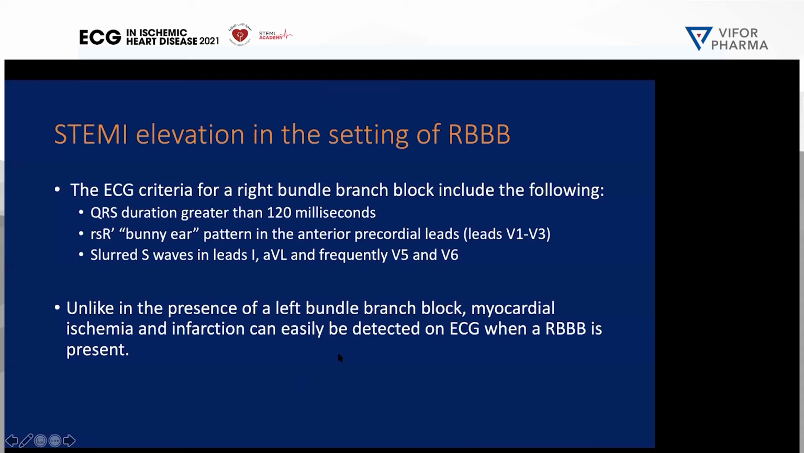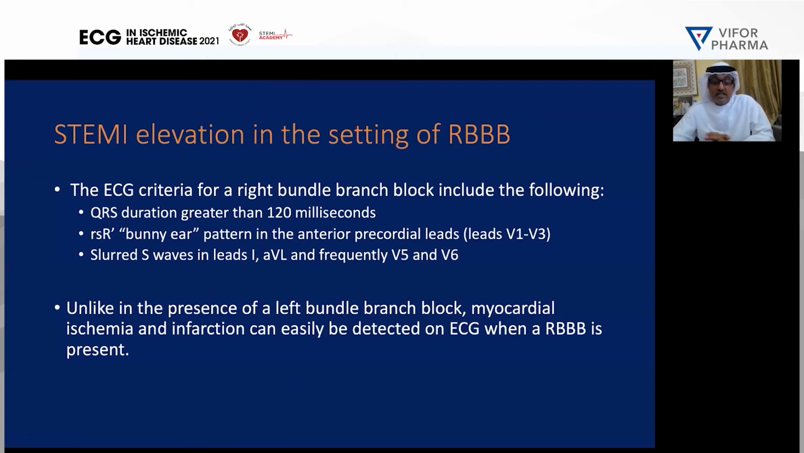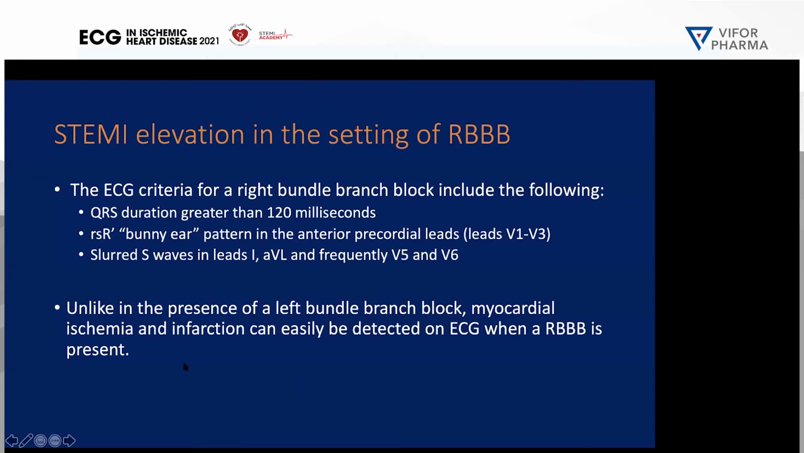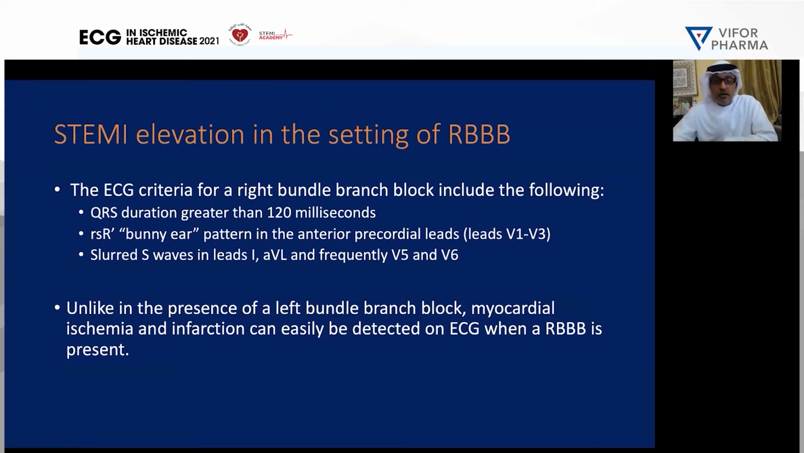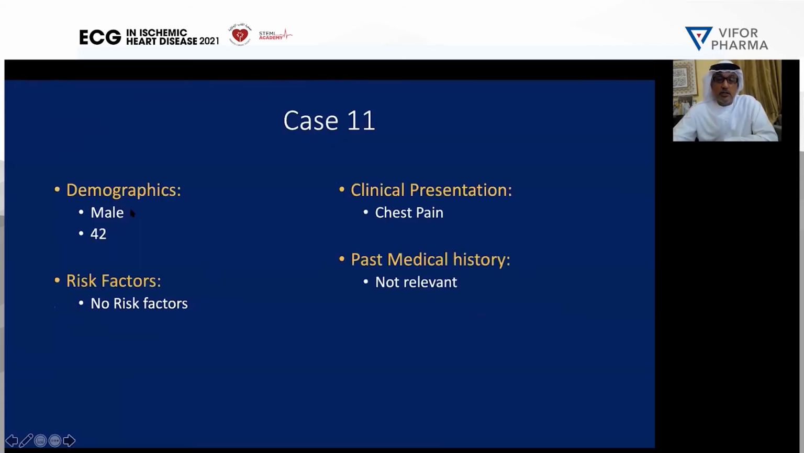Left bundle branch block, you can't diagnose MI in the presence of it, so you have to use other criteria. But right bundle branch block usually doesn't mask MI, so if you have ST elevation, you can diagnose. So this patient has an anterior ST elevation, and he was treated accordingly.